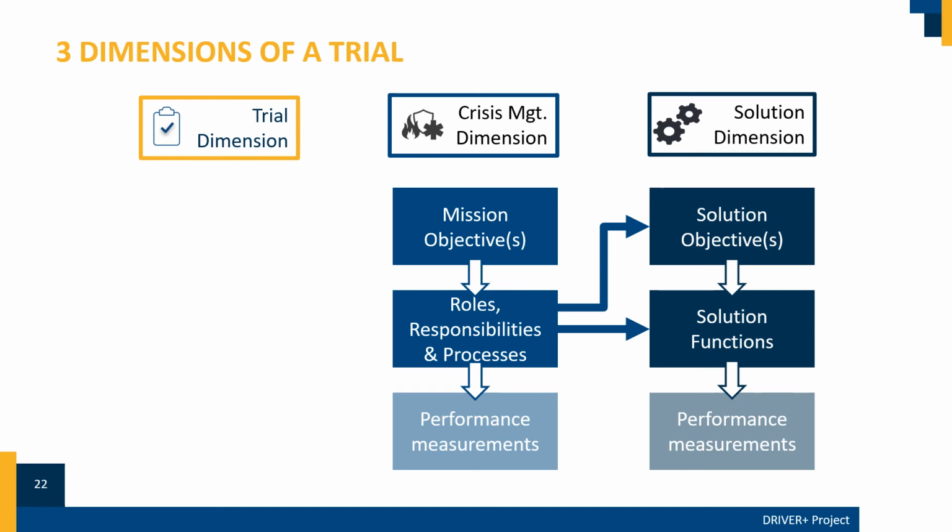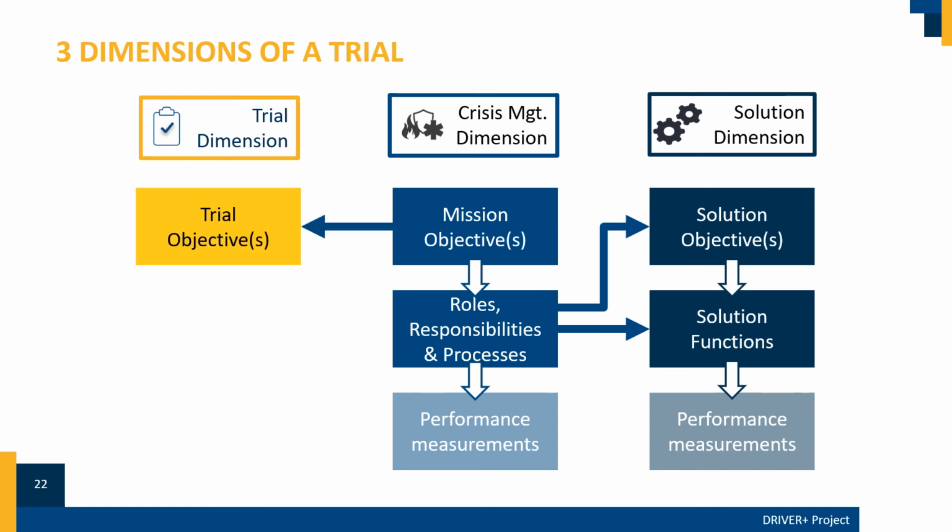As you might know from your experience with exercises, a lot depends on good logistics. If a key stakeholder gets stuck in traffic, you are either delayed or you replace that person. If it starts raining, you might not be able to play all injects outdoors like you initially planned. All of this is called the trial dimension. And apart from the weather, there are a lot of things in this dimension you can influence which will determine the success of your trial.